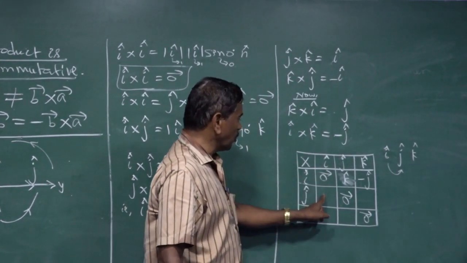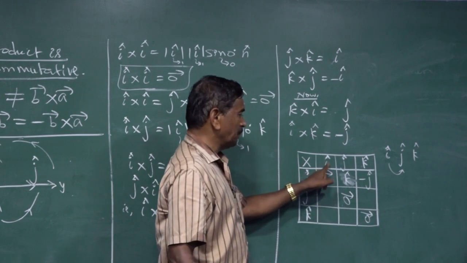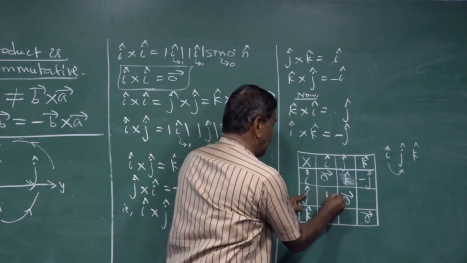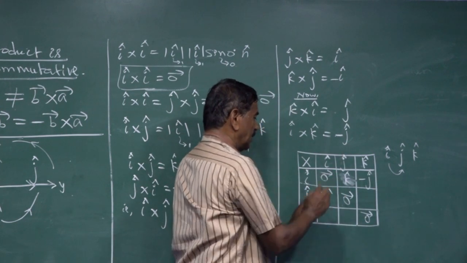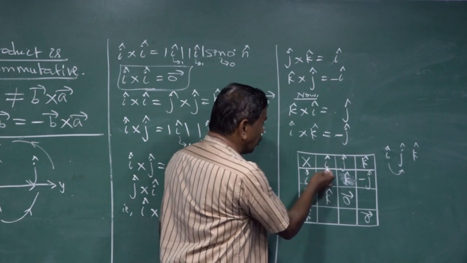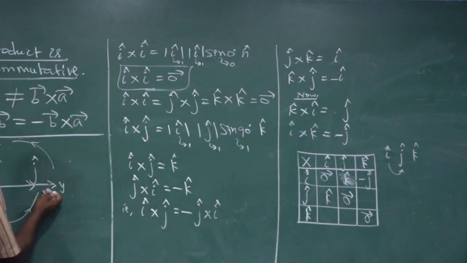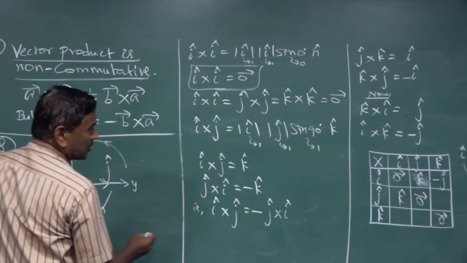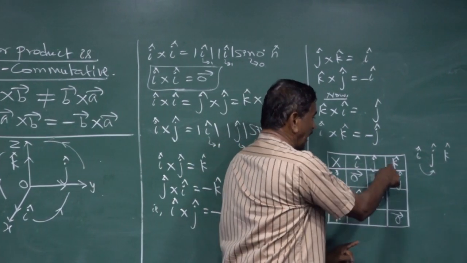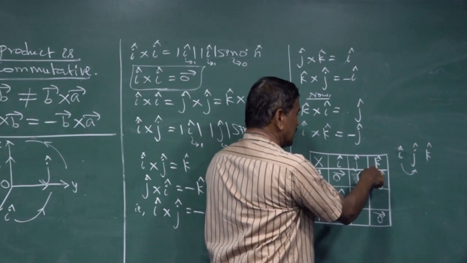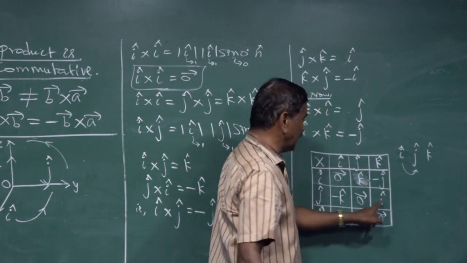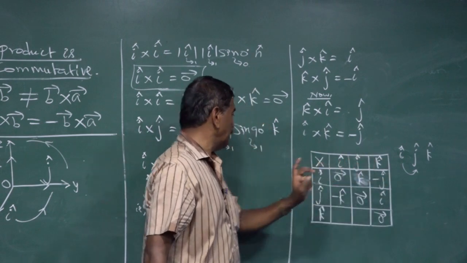Okay, similarly, come to here. J cross I. See here, j cross I means k will be the answer, no doubt. Option is k, but plus k or minus k, that is the question. Here, j to I is a left-handed system. So that is why minus. Okay, here, j to k. J cross k, j to k. Here, jk means I will be the answer, no doubt, whether plus or minus. Here, j to k.